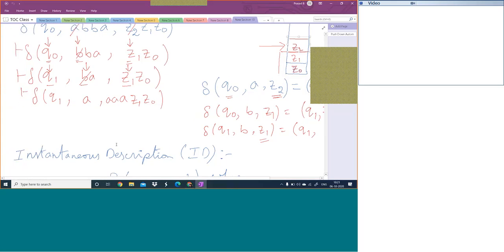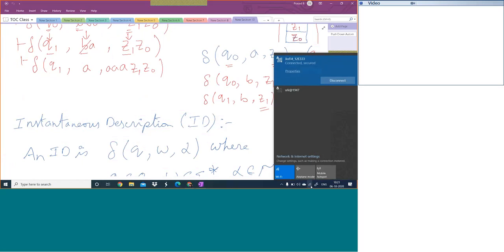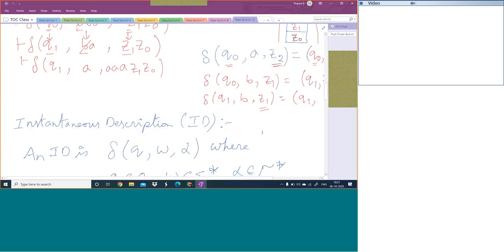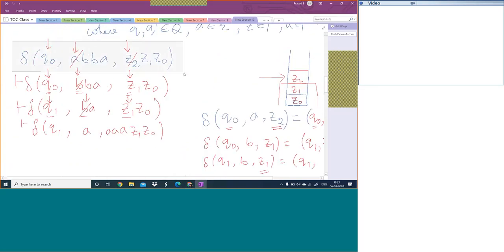Okay. Next heading. Instantaneous description, ID. Guys, what is an ID? This is an ID. And this is an ID. And this is also an ID. The ID tells you what is the present state, what is the present string, what are the symbols in the stack.